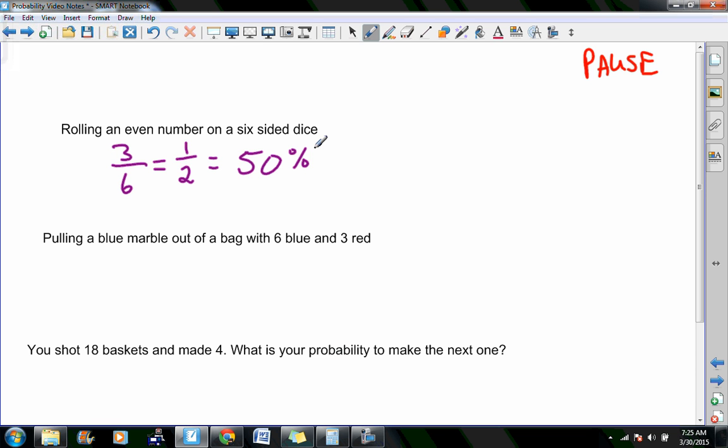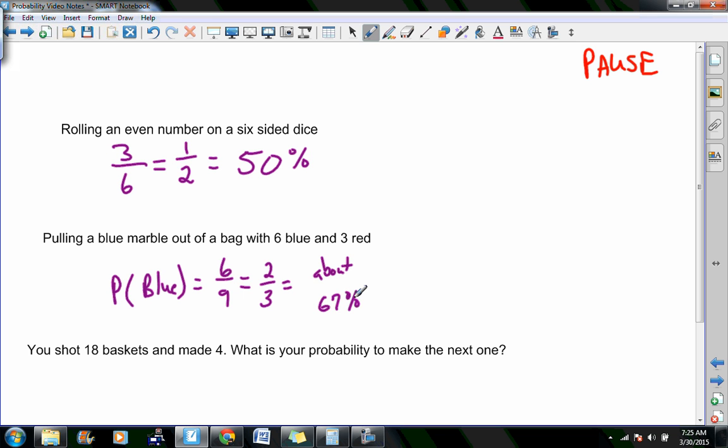Pulling a blue marble out of a bag with 6 blue and 3 red, that means there are 9 total. So the probability of blue would be equal to 6 out of 9 total. So that's 2 out of 3, or about 67%.